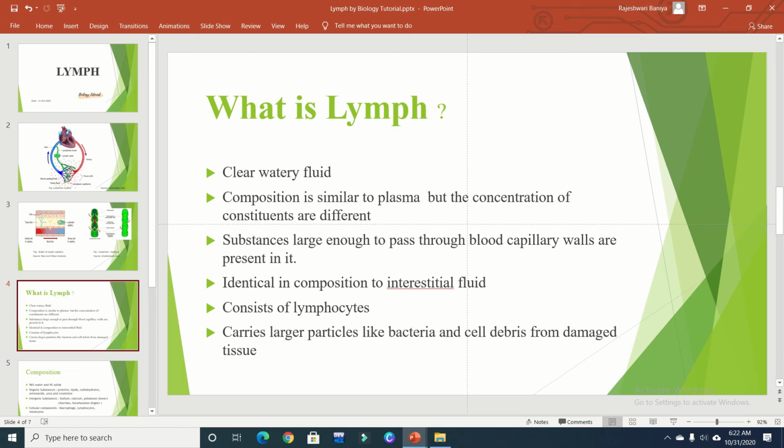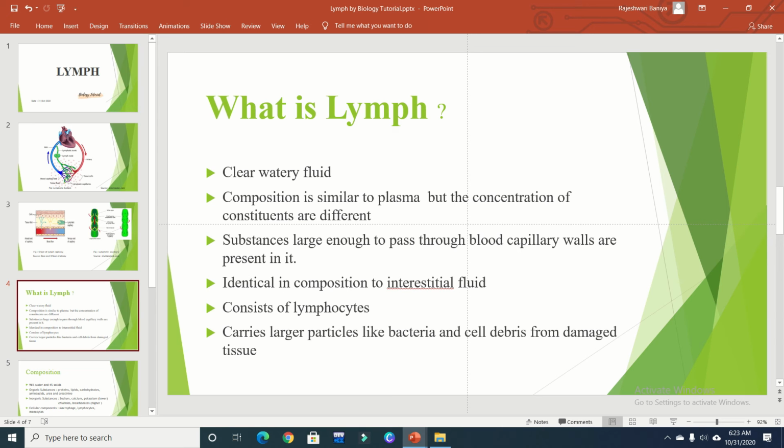Just think what will happen if bacteria are present in the blood. If bacteria are present in the blood, we call it bacteremia. And when the condition becomes severe, when the bacteria multiply and release toxins, then we call it septicemia. In order to prevent that condition, our body has developed a system so that we can remove and filter out the bacteria. Where comes the role of the lymphatic system?